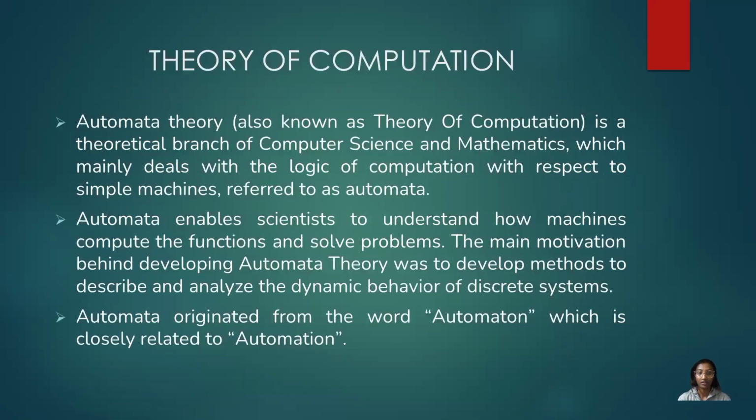Next, theory of computation. Automata theory, also known as theory of computation, is the theoretical branch of computer science and mathematics, which mainly deals with the logic of computation with respect to simple machines referred to as automata. Automata enable scientists to understand how machines compute the functions and solve problems.